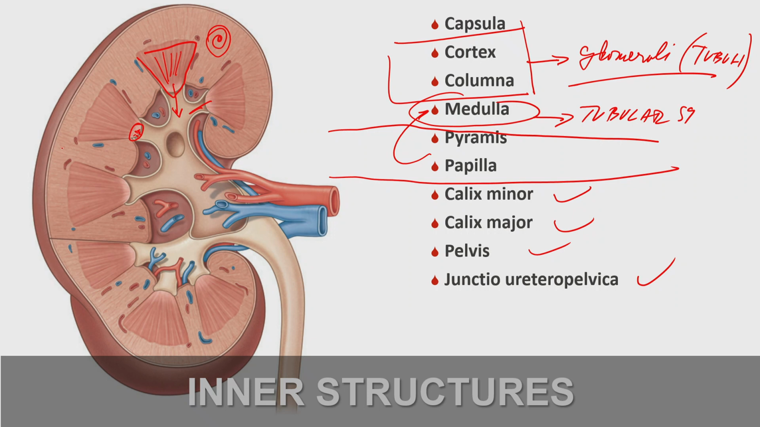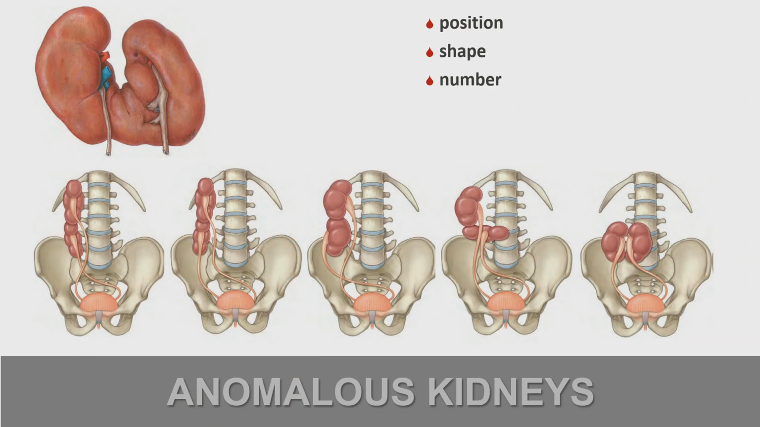So once again, cortex and columna, pyramid, papilla. Pyramid, papilla, medulla. The kidney is very difficult to understand in how it is developing. It is very complicated.